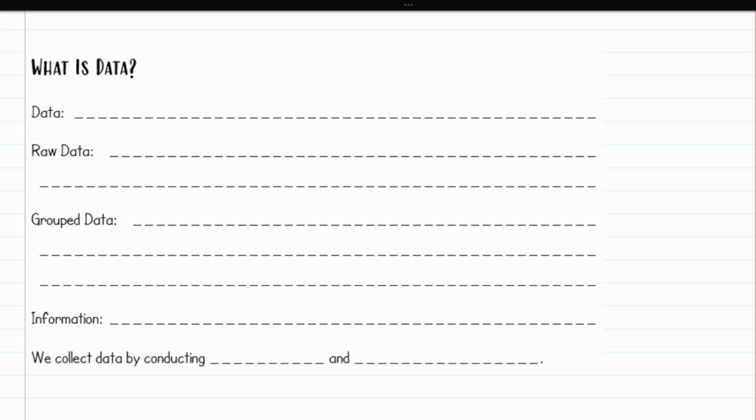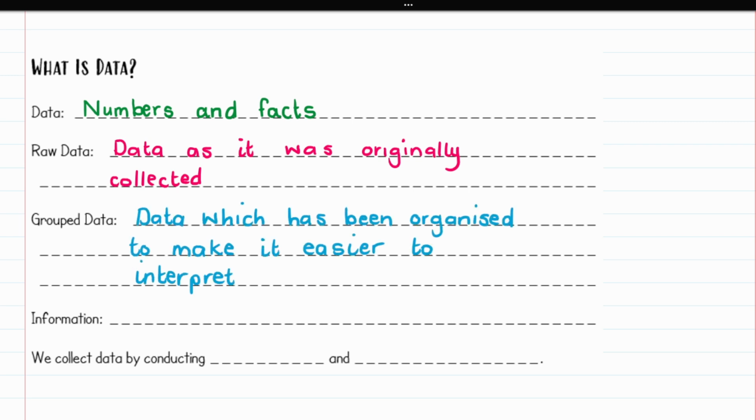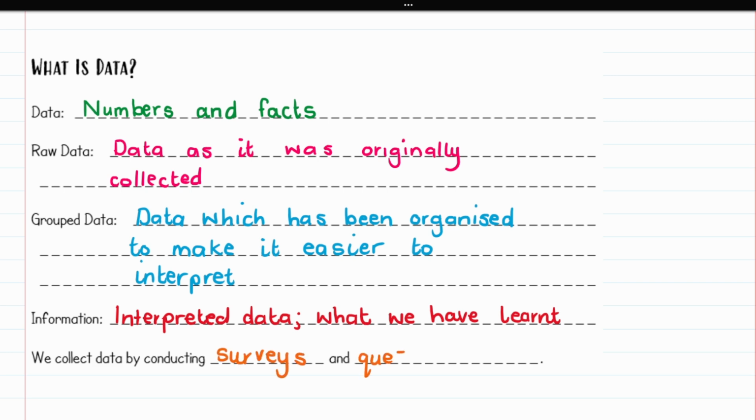Well, first of all, data is just simply a collection of numbers and facts. Raw data is the data as it was originally collected, while grouped data is data which has been organized to make it easier to interpret. Information is interpreted data, and it's basically what we've learned from having collected this data. And we collect data by conducting surveys and questionnaires.